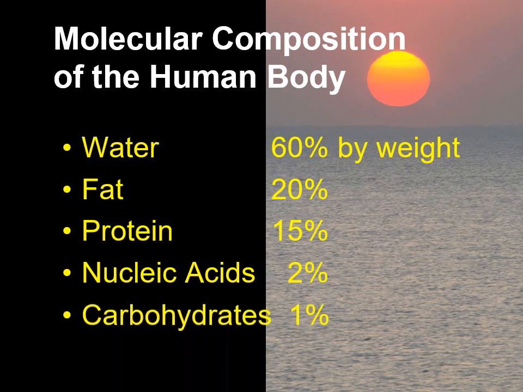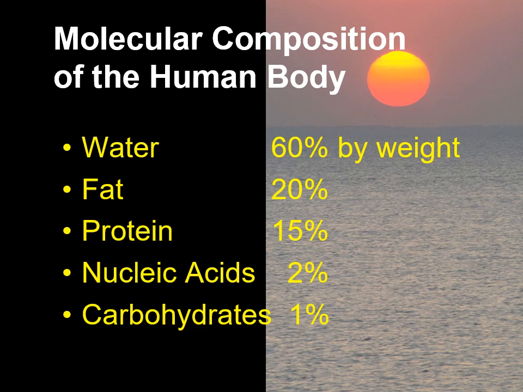We begin our study of the eukaryotic cells of our bodies by reviewing our chemical composition. Recall that we are mostly water, about 60% by weight. A standard reference 154-pound male, or 70-kilogram male, carries around more than 90 pounds or 40 kilograms of water.